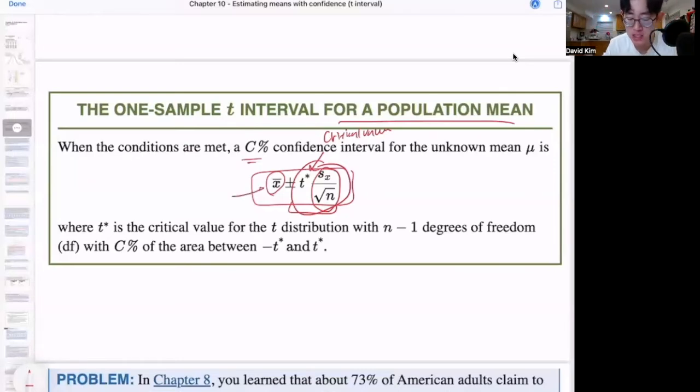I'm just going to call this the sample mean for now, because obviously that's what it means. And this is the critical value, the t. In a t distribution, where do you lie? What is that value on the t distribution, which you multiply by the standard error of the statistic to get the confidence interval from left to right? t star is the critical value for the t distribution with n-1 degrees of freedom and C% of the area between negative t and positive t.